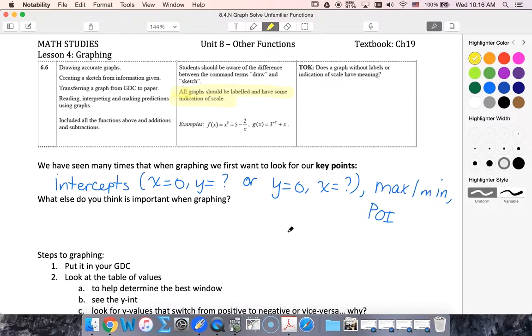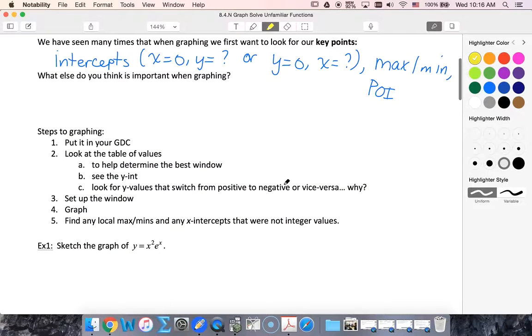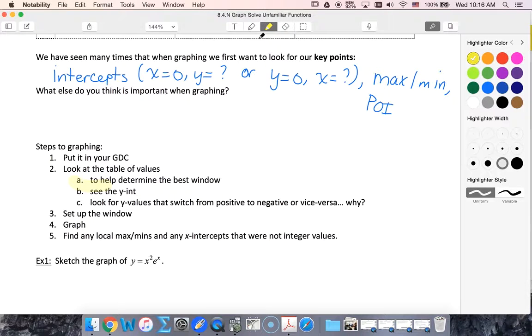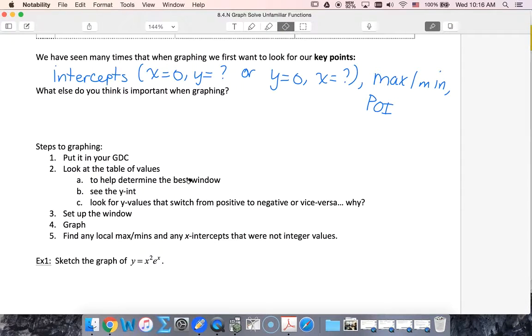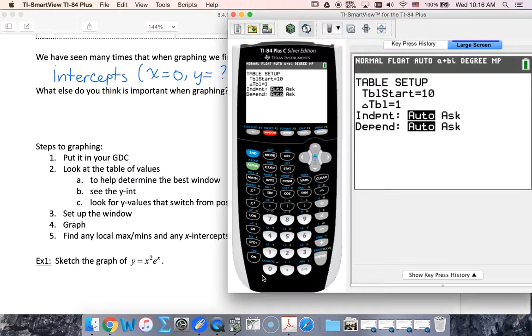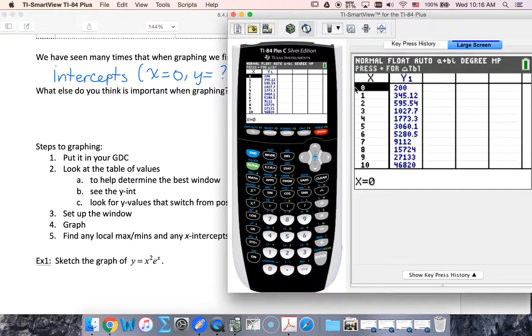So when we graph, we're going to use our calculator, and then we're going to use our table of values to help us figure out the best window. We're going to look for the y-intercept. So remember, in a table of values, I can come into my table settings and put in start at 0. So straight away I'm going to see the y-intercept because that's when x is 0.